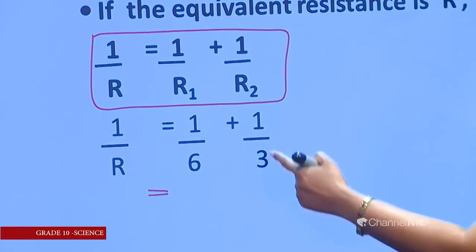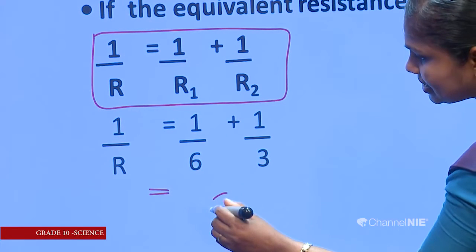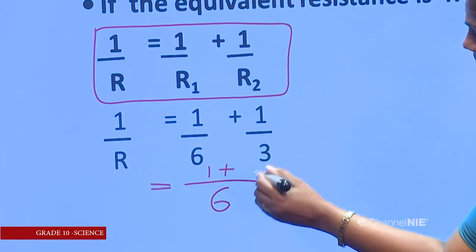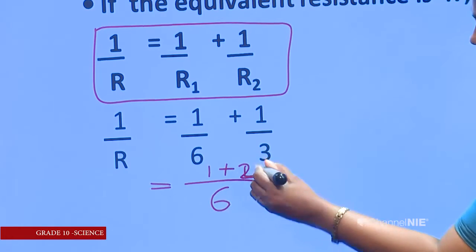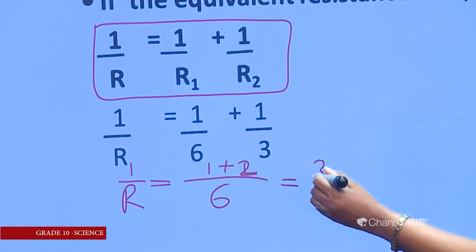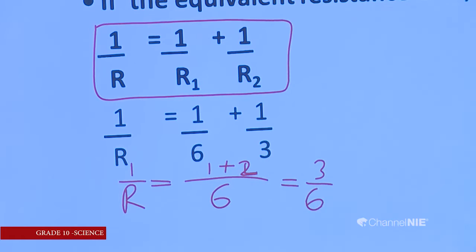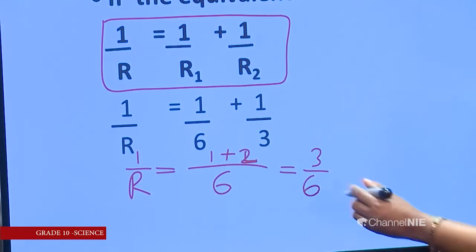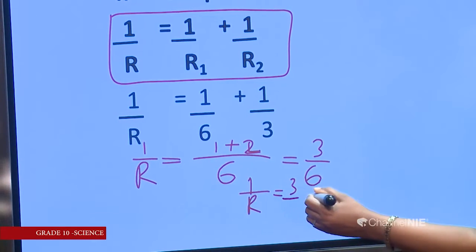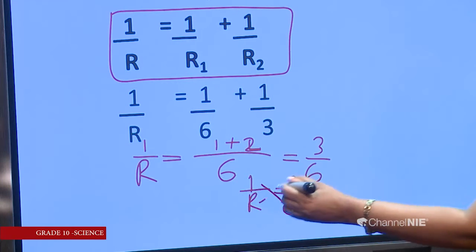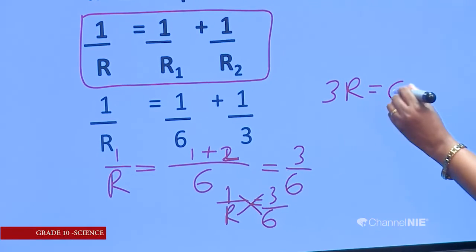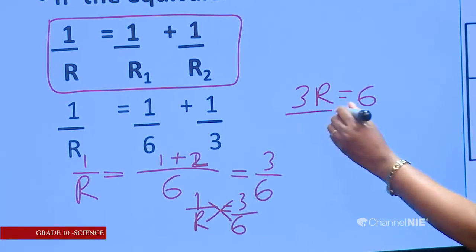1 over 6 plus 1 over 3. What's the common denominator? 6. Right? 1, 6 times 1 and 3 times 2, right? Equals 1 over R. This equals 3 over 6. If 1 over R equals 3 over 6, children, you can do the cross multiplication, then you get 3R equals 6. 3R equals 6. Then what is R?